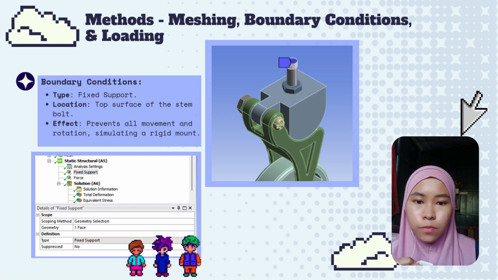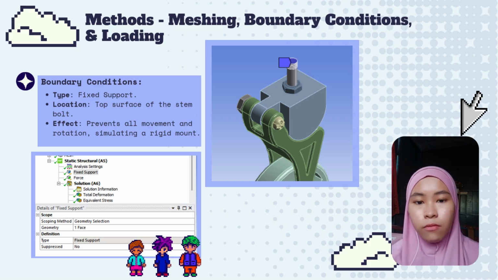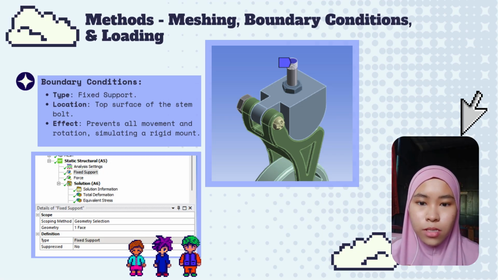We apply a fixed support constraint on the top surface of the stem bolt. Imagine this as the point where the fork attaches to the main frame of the wheelchair. This fixed support prevents all movement and rotation in any direction, which accurately models how the stem bolt is rigidly mounted during actual use.